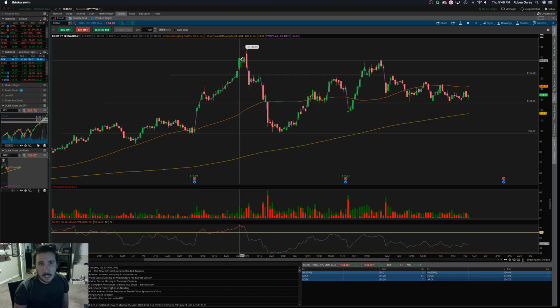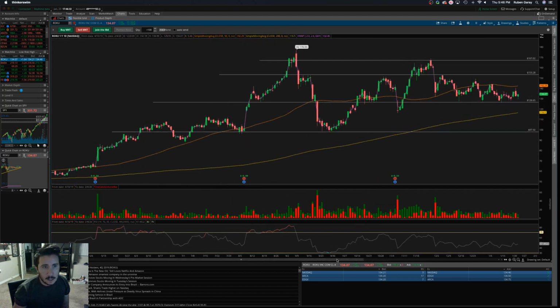So we see this candle here, along with these candles over here, right there, 167.02. And then let's see if I can find anywhere else. Maybe down here at 88.68.